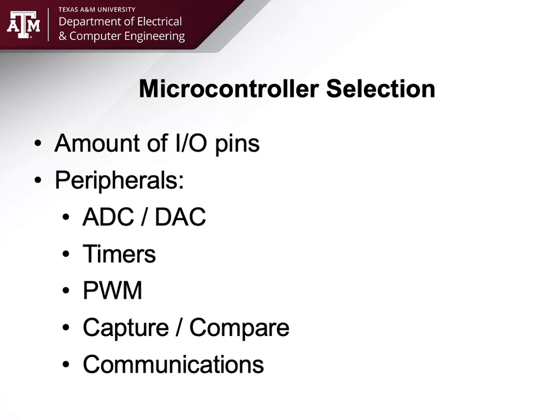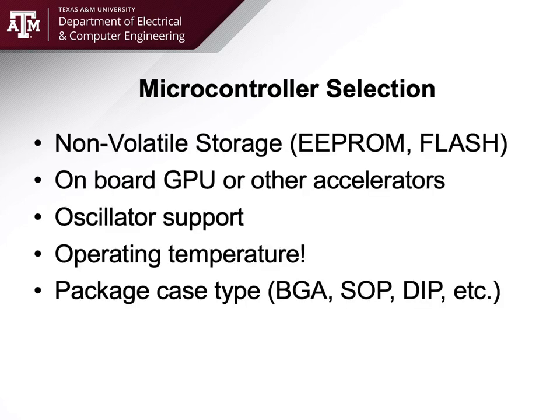And then, of course, what kind of peripherals you need. Again, A to D, timers, pulse width modulation, capture, compare, communications modes of different kinds. These peripherals you need to know. Again, what kind of non-volatile storage? I mean, it's just like any computer. You turn off the power, it loses its memory. The RAM, the volatile storage, is wiped. You can't rely on that.